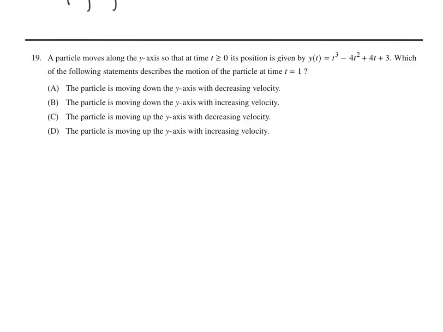All right, if we're trying to figure out, where is my particle moving? If it has a negative velocity, it's moving to the left or down in this case. If it has a positive velocity, it'd be moving right or up in this case. So let's go ahead and find my velocity. Velocity would be y prime. My y prime of t is 3t squared minus 8t plus 4. My velocity at the time that they ask, at 1, when t is 1, would be 3 minus 8 plus 4, would be negative 5 plus 4 is negative 1. Because my velocity is negative, we know that the particle is moving down, so we can get rid of C and D.